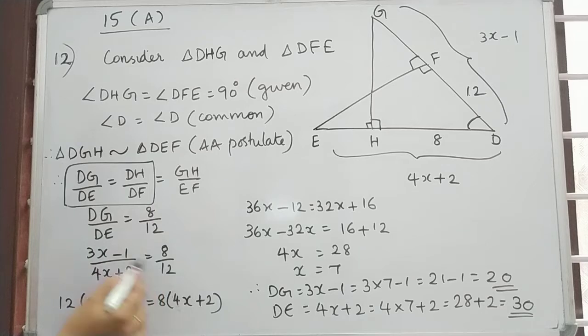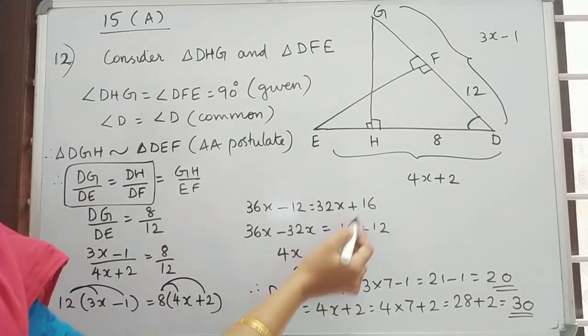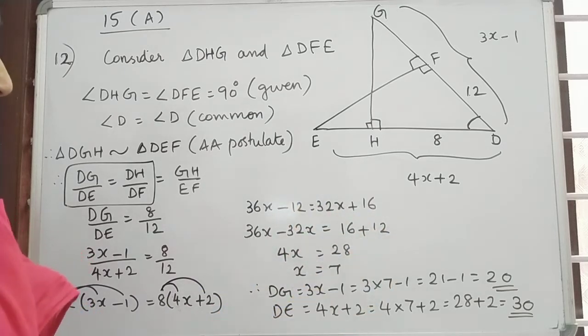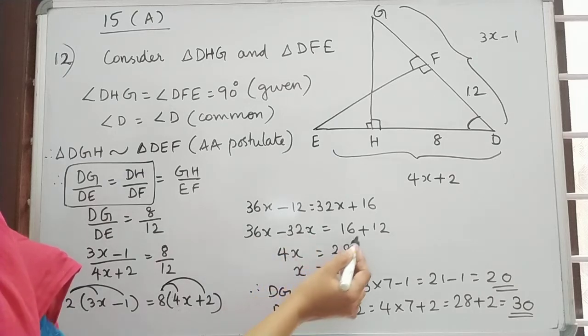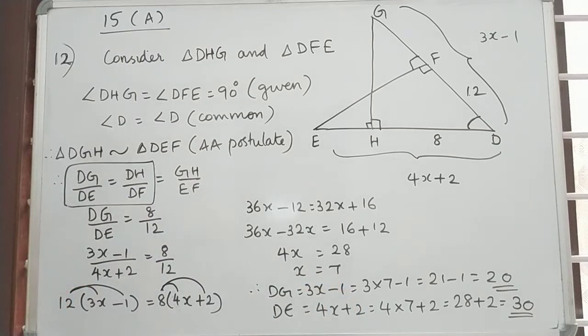Cross multiply. 12 into, within brackets you should write 3x minus 1 is equal to 8 within brackets 4x plus 2. 12 is common for both 3x and 1, same way 8 is common for both 4x and 2. Open the brackets. 12 into 3x is 36x minus 12 is equal to 8 4s are 32x plus 8 2s are 16. So 36x minus 32x is equal to 16, then minus 12 will become plus 12. 4x is equal to 28. So x is equal to 28 divided by 4, 7. So x is equal to 7.